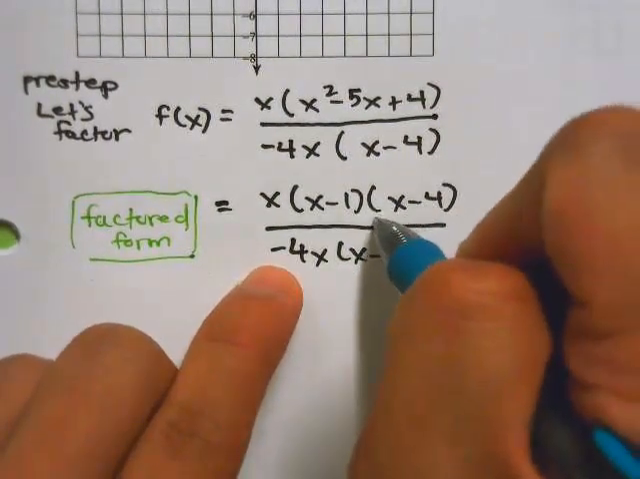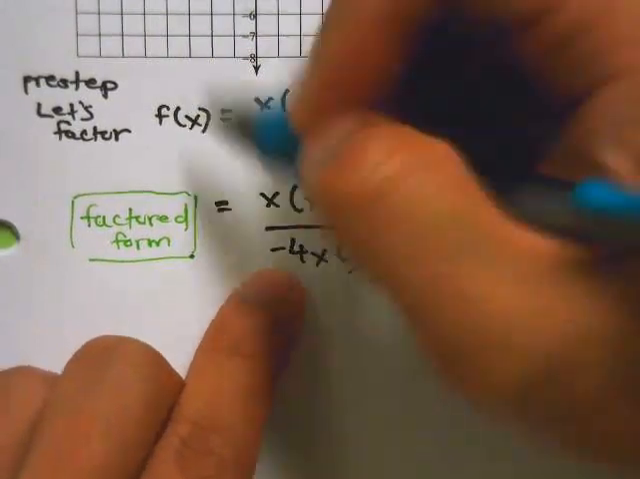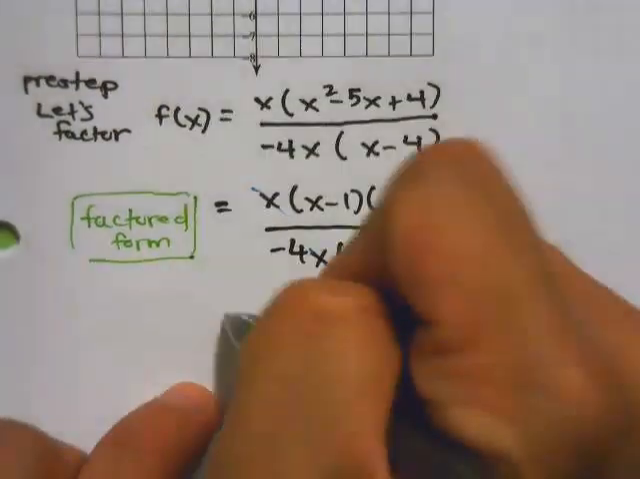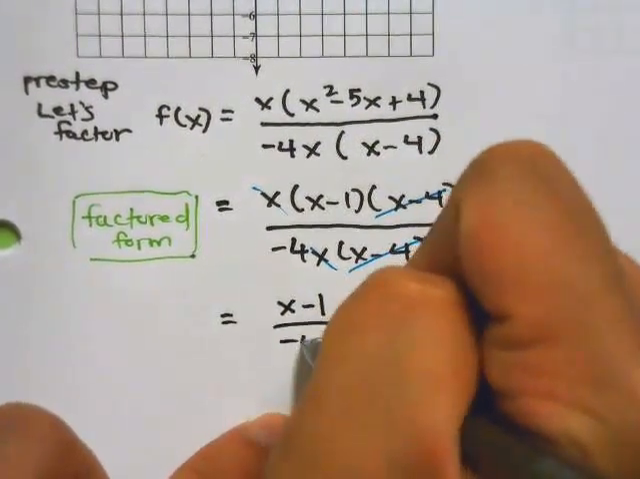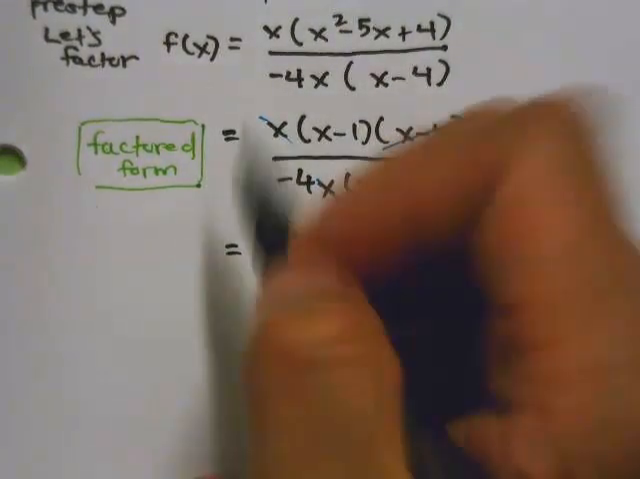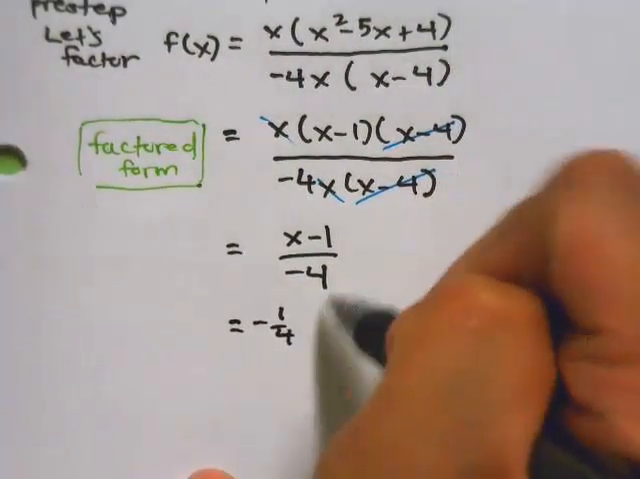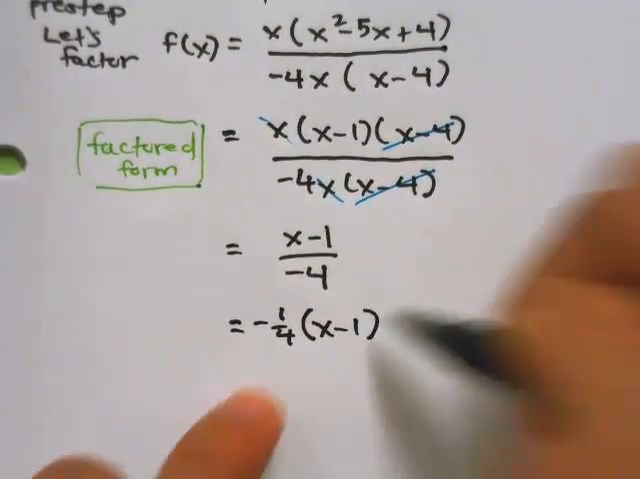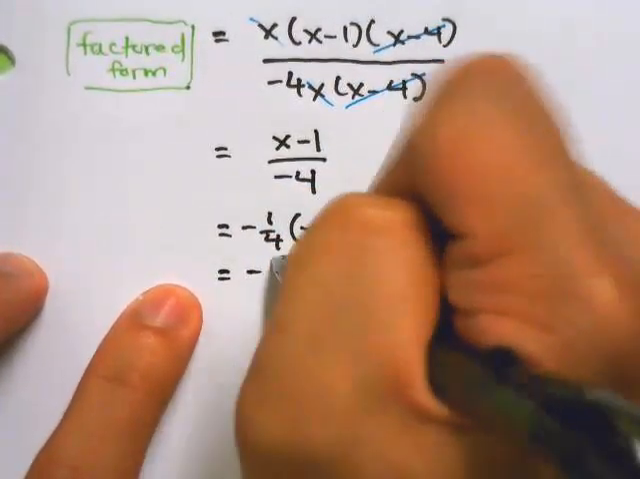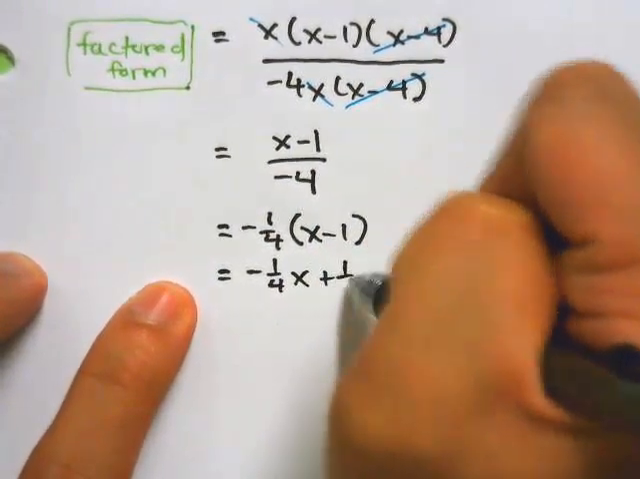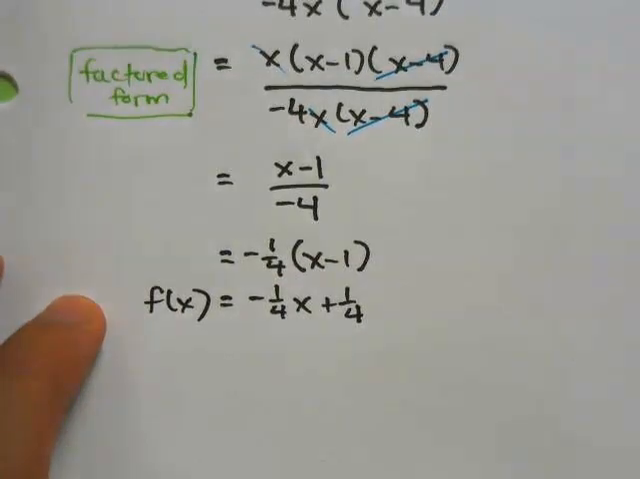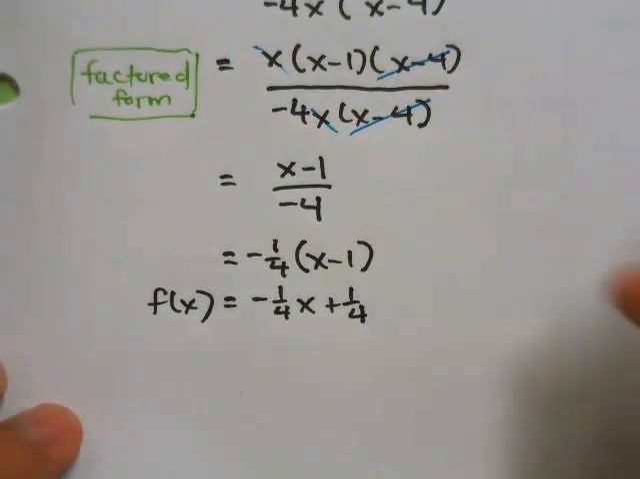So let's go ahead and reduce that. Bam, bam, and then also these x's are gone as well. Then we are left with x minus 1 over negative 4. And this is equal to negative 1/4. I'm just bringing the negative 4 division over as a fraction, negative 1/4 times. And then afterwards, I'm going to distribute. This is negative 1/4 x plus 1/4. And then I'm going to call this our reduced form.